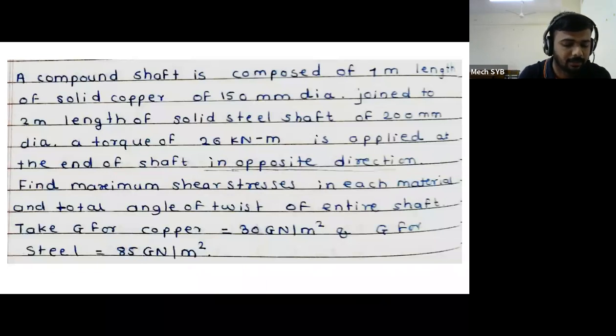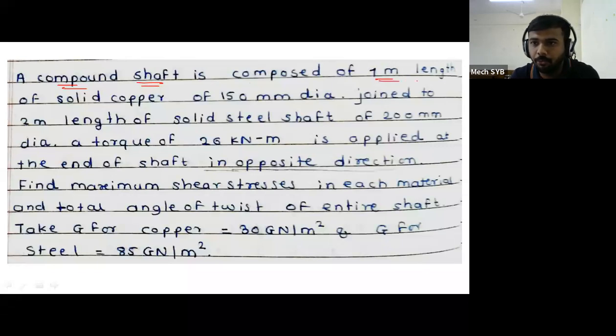See, the statement is given. I will read the statement first. A compound shaft, which means a composite shaft, is composed of 1 meter length of solid copper of 150 diameter.